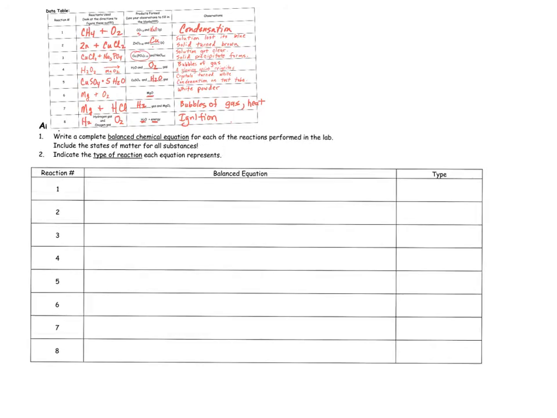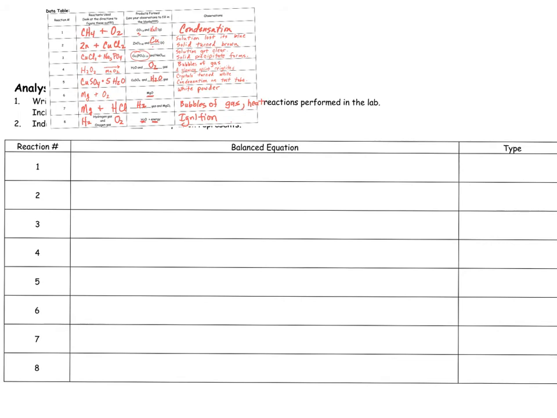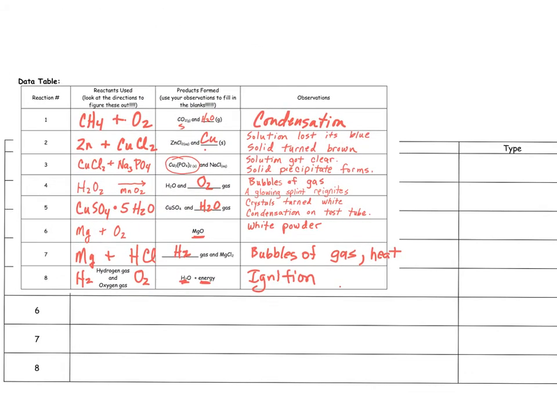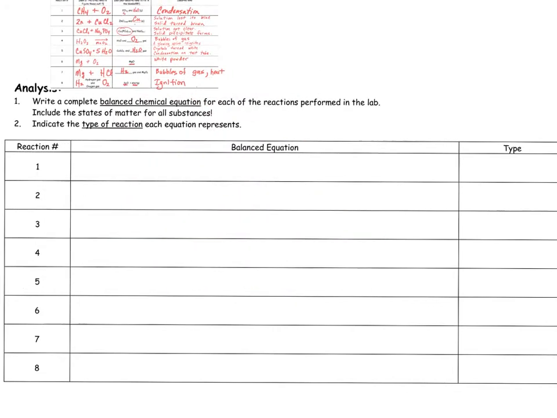All right, now I'm going to leave the balancing to you and the identification of the type to you, but let me help you fill this in with the equation. Now reaction number 1, that was the methane plus oxygen yielding carbon dioxide and water. So that will look like this. Now, when you write this down, leave a little bit of space in front of your formulas so that you can insert some coefficients to make it balanced. All right, I'm going to leave that part to you.